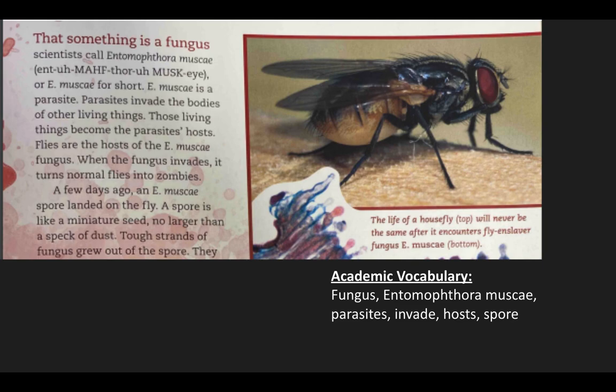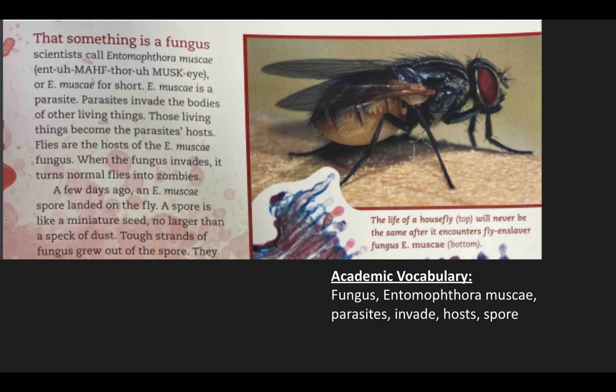That something is a fungus. Scientists call it Entomophthora muscae, or E. muscae for short. E. muscae is a parasite. Parasites invade the bodies of other living things, and those living things become the parasite's host. Flies are the host of that E. muscae fungus. When the fungus invades, it turns normal flies into zombies. A few days ago, an E. muscae spore landed on the fly. A spore is like a miniature seed, no larger than a speck of dust. Tough strands of fungus grew out of the spore.